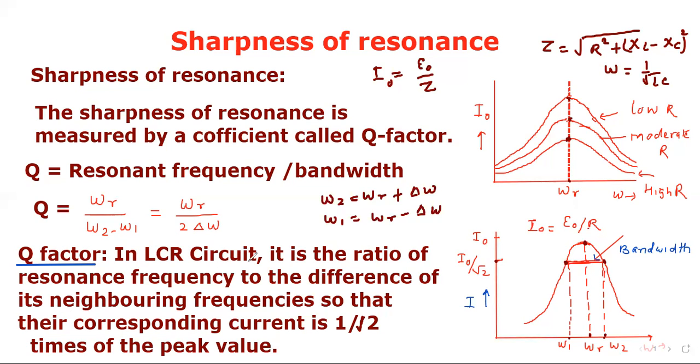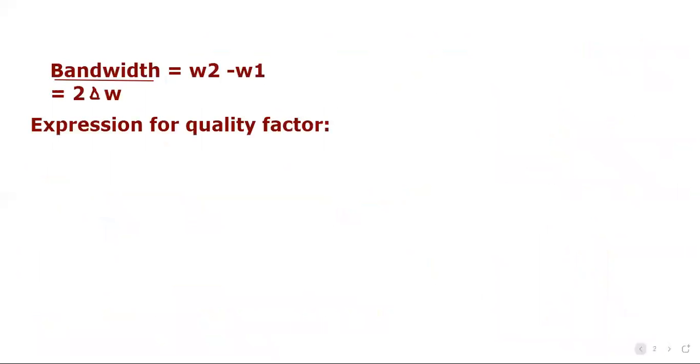Q factor in an LCR circuit is defined as the ratio of resonance frequency to the difference of its neighboring frequencies, so that their corresponding current is 1 upon root 2 times the peak value. The difference between these two frequencies is called bandwidth, and bandwidth is equal to omega 2 minus omega 1, which is 2 delta omega. Now we are going to see the expression for quality factor.